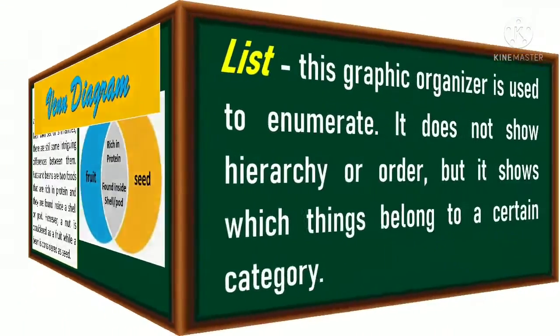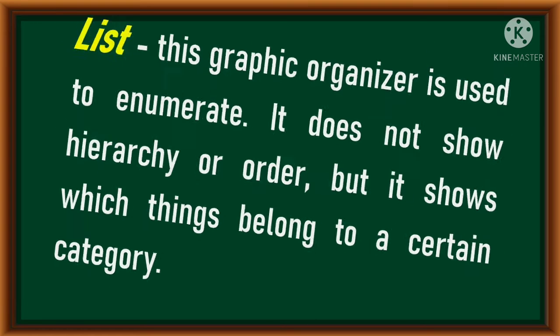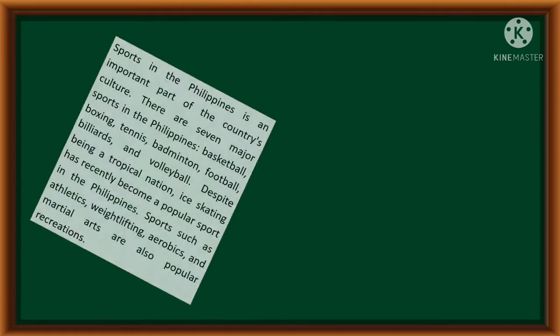Let's move on to the next one. List. This graphic organizer is used to enumerate. It does not show hierarchy or order, but it shows which things belong to a certain category. Let's take a look at an example as well as the steps to make a list graphic organizer.